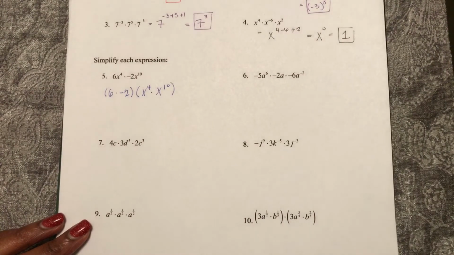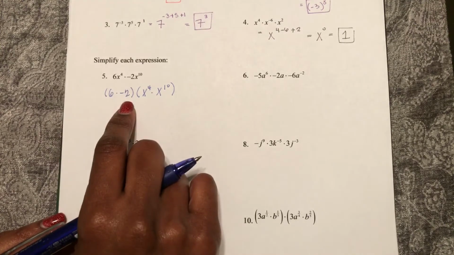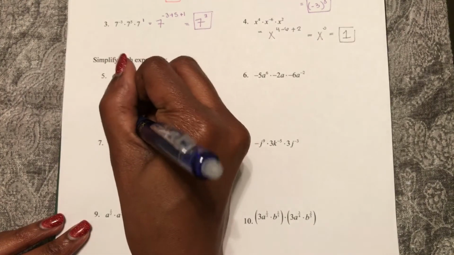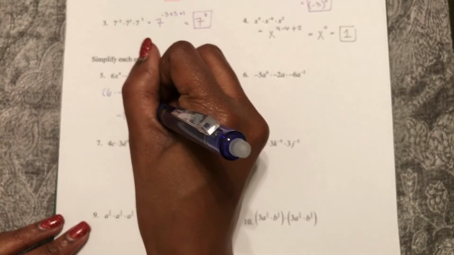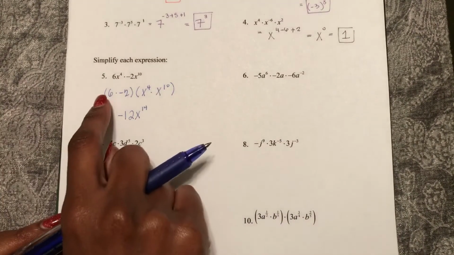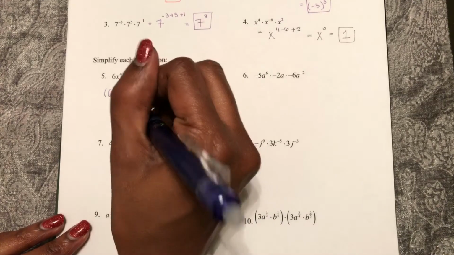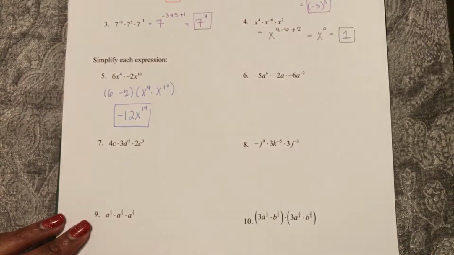Now this step is not required, but I thought it would be helpful to show you how you should approach this problem if you do it in your head. So 6 multiplied by negative 2 is negative 12, and 4 plus 10 makes x to the 14th power. So you could have skipped this step and went straight to this final answer if you saw it in your mind.